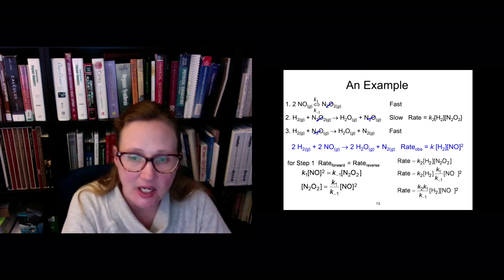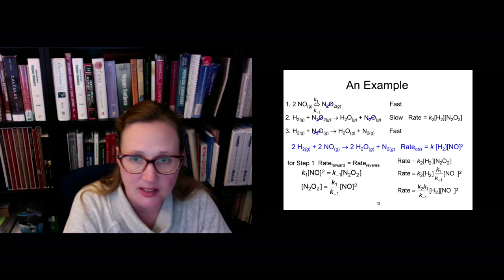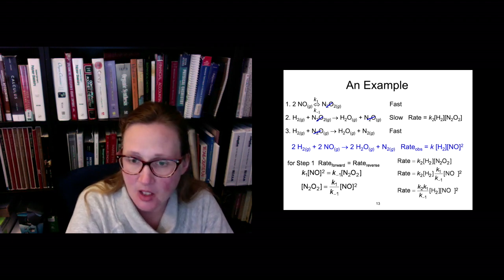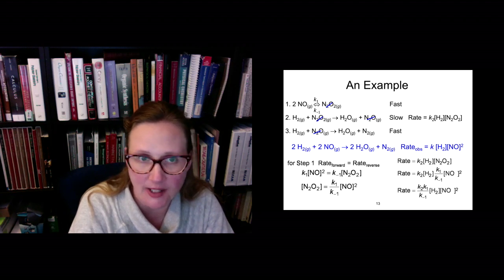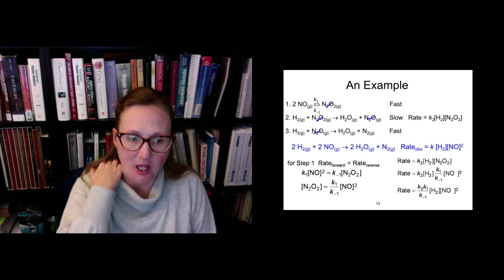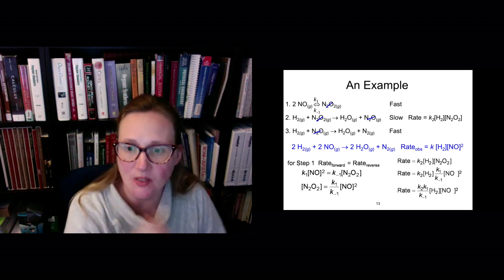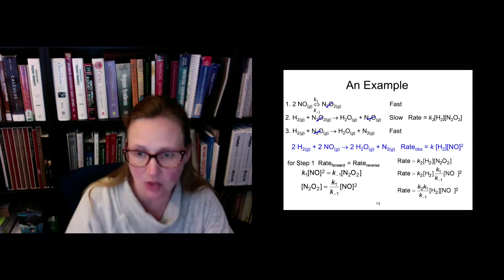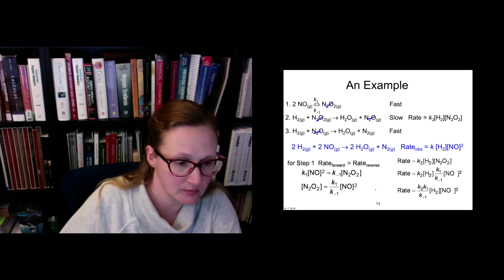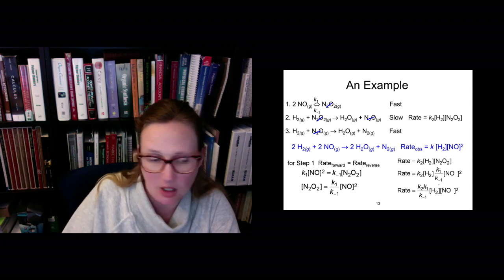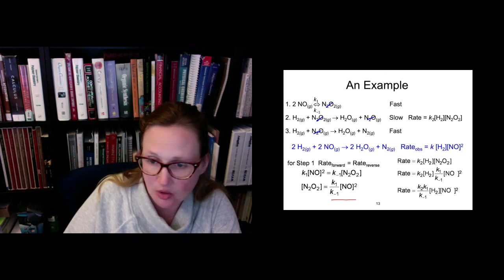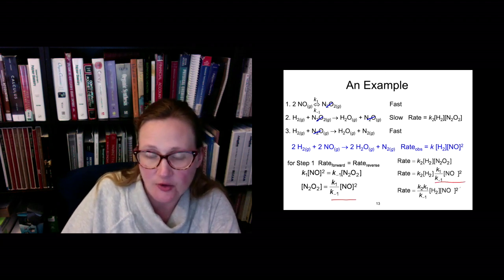All right, so let's take step 2. In step 2 we can write our bimolecular reaction rate law here as K2 times H2 times N2O2. Remember, N2O2 is our intermediate, so we need to get rid of it. But we've already solved for what N2O2 means. So let's just put that into the equation. We are going to take our N2O2 and just substitute it into the equation for the rate law above.